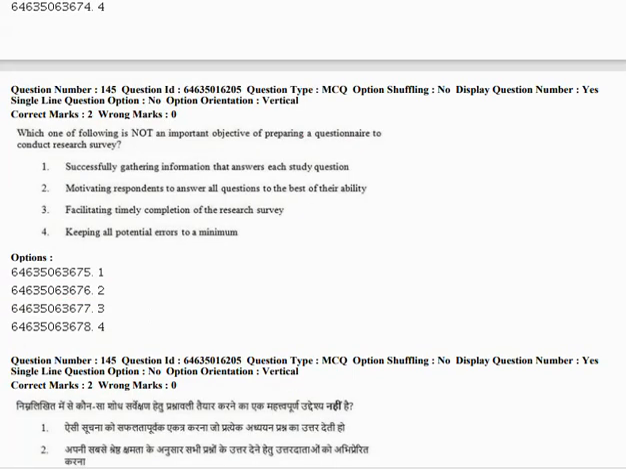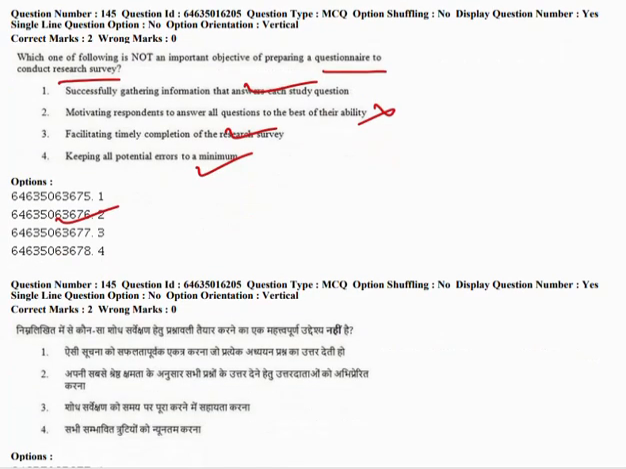Which of the following is not the important objective of preparing questionnaire to conduct research survey? Motivating respondents to answer all the question to the basis, ये नहीं होगा, बाकी तो सही है. Means option number 2 is the correct answer.